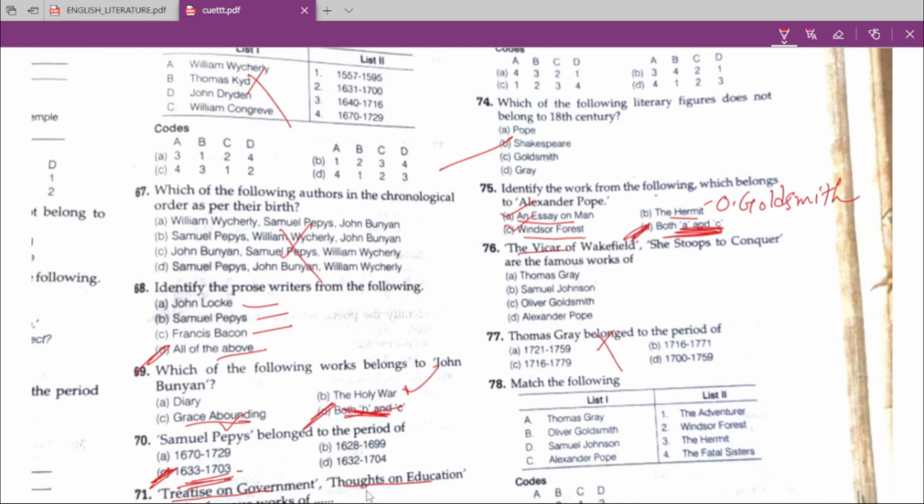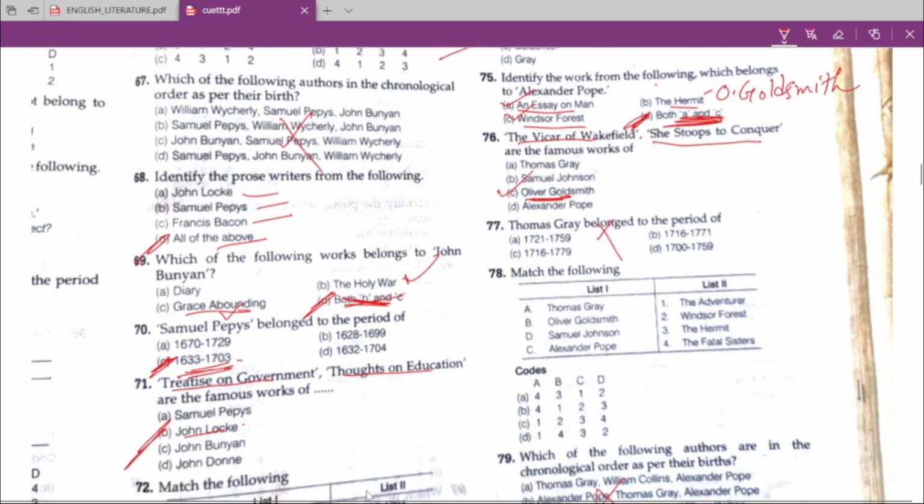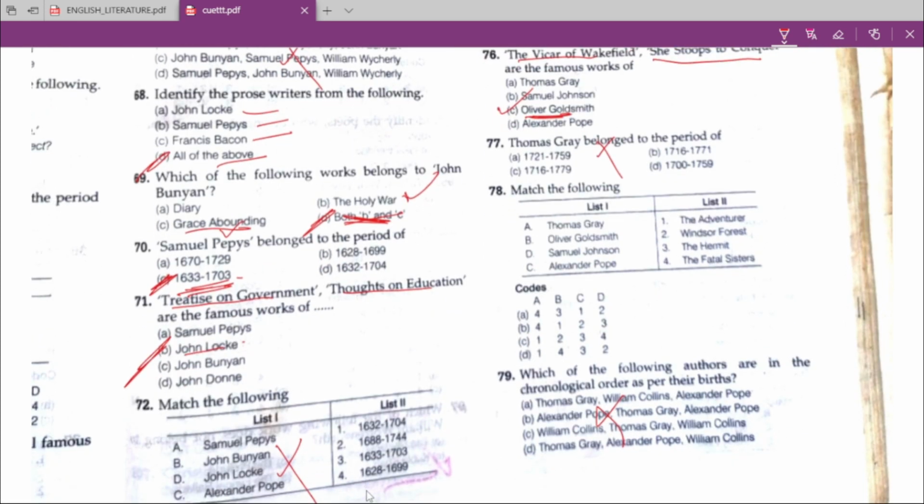The Vicar of Wakefield and She Stoops to Conquer are the famous works written by Oliver Goldsmith. Oliver Goldsmith has written The Vicar of Wakefield and She Stoops to Conquer. Next question, question number 78. Thomas Gray, Oliver Goldsmith, Samuel Johnson, Alexander Pope. There are some works: The Adventurer, Windsor Forest, The Hermit, The Fatal Sisters.